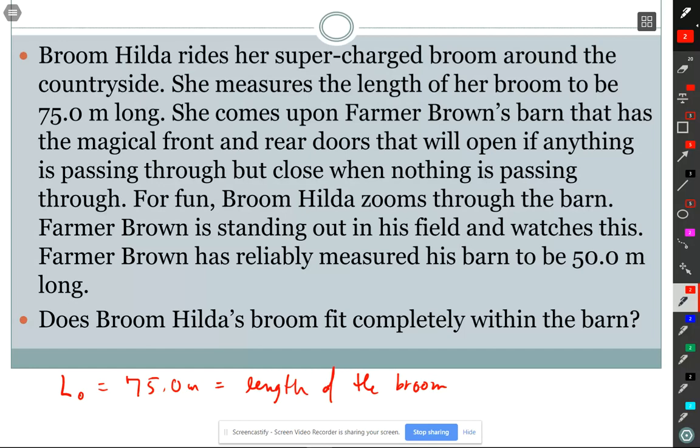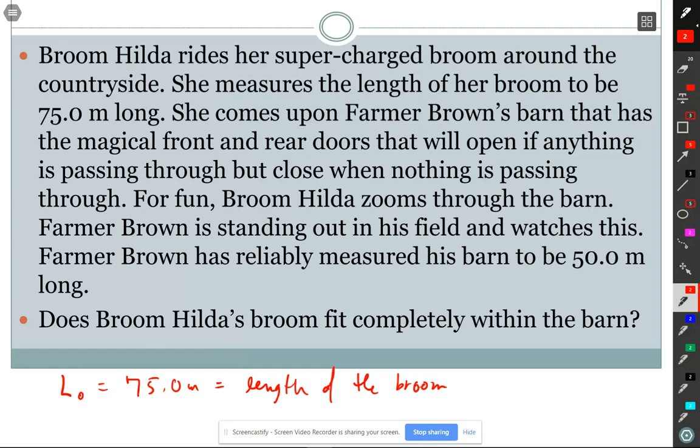So she goes for it. She dives down. She goes through the barn. As soon as the front of her broom gets to the barn's front door, it opens. And she goes in. As soon as the front of her broom gets to the back of the barn, that door opens. And of course, when the back of her broom gets to the front, it closes and so on. And so she goes through the barn.